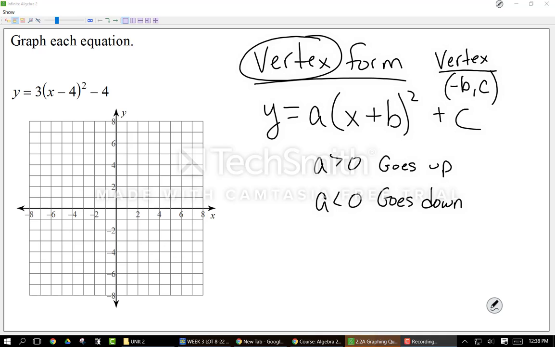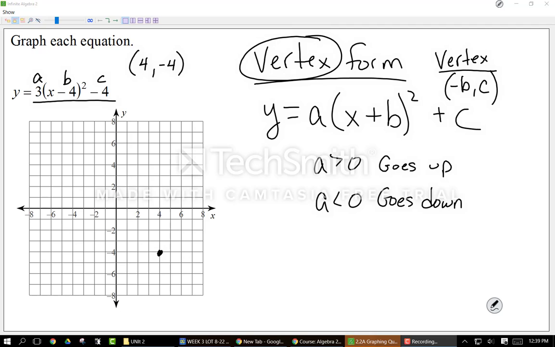So if I come back to this equation up here, okay, that is A, that's B, and that's C. So the vertex says I take the opposite of B. So that's 4, comma, negative 4. And then, remember, C is negative 4. So I'm going to plot that. So starting at the origin, I go right 4 and down 4, and then this point right here is my vertex.